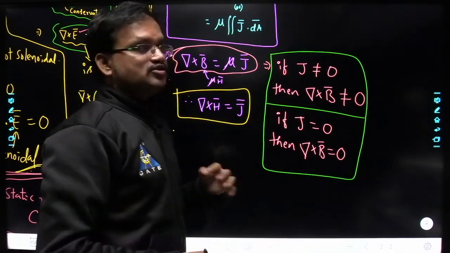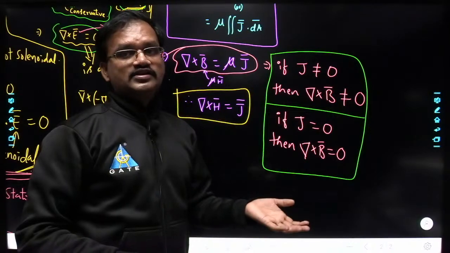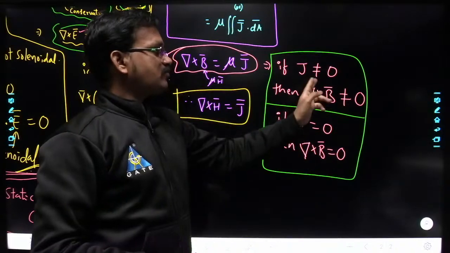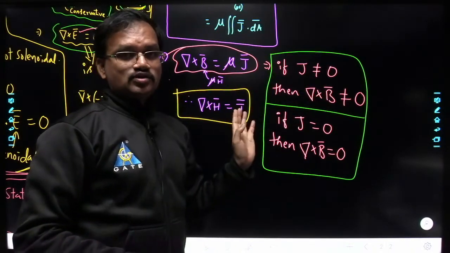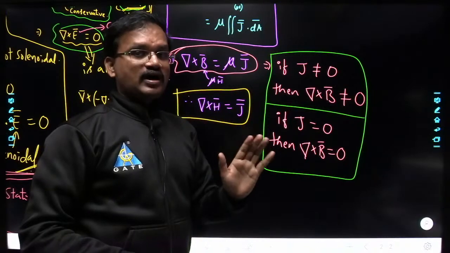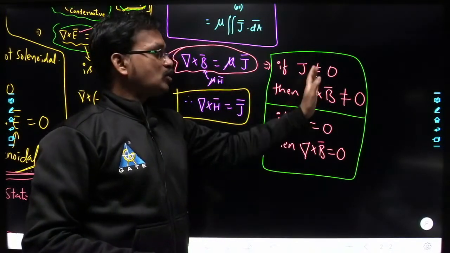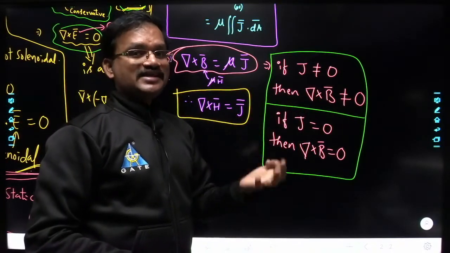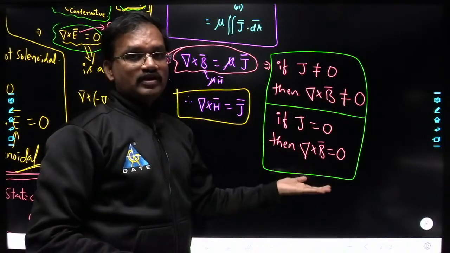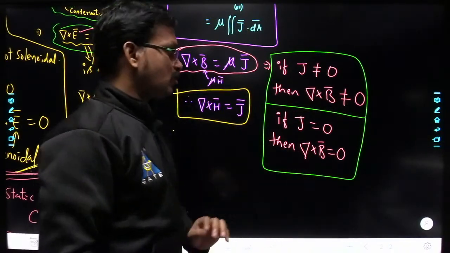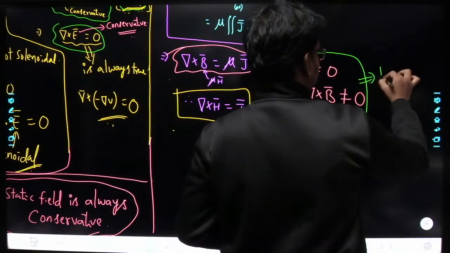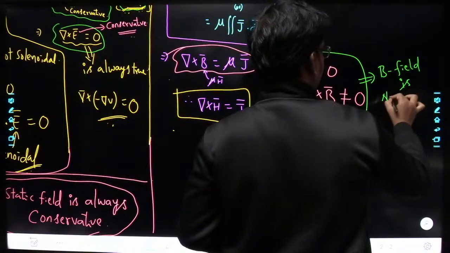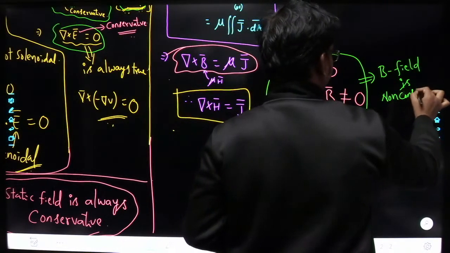Understood? So you cannot guarantee that the B field is conservative or non-conservative. It all depends upon the current density. If the current density J is not equal to 0, then the B field is non-conservative. If the current density J is equal to 0, then the B field will be conservative. So in this case we can say the B field is non-conservative.